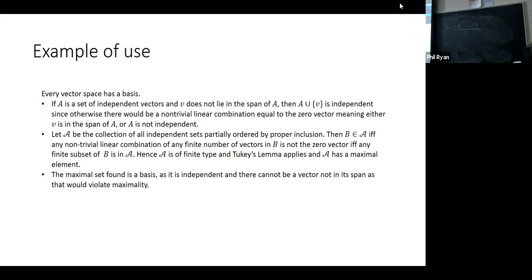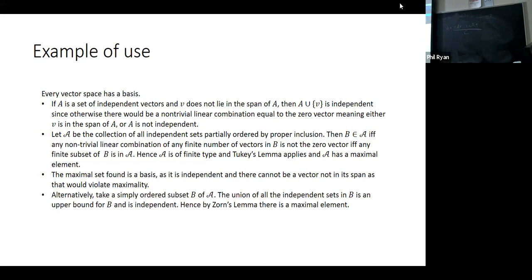And that maximal element found is a basis. Independent. And there cannot be a vector not in its span, as that would violate maximality, right? Because if it's not in the span, that means you could add another vector to that.